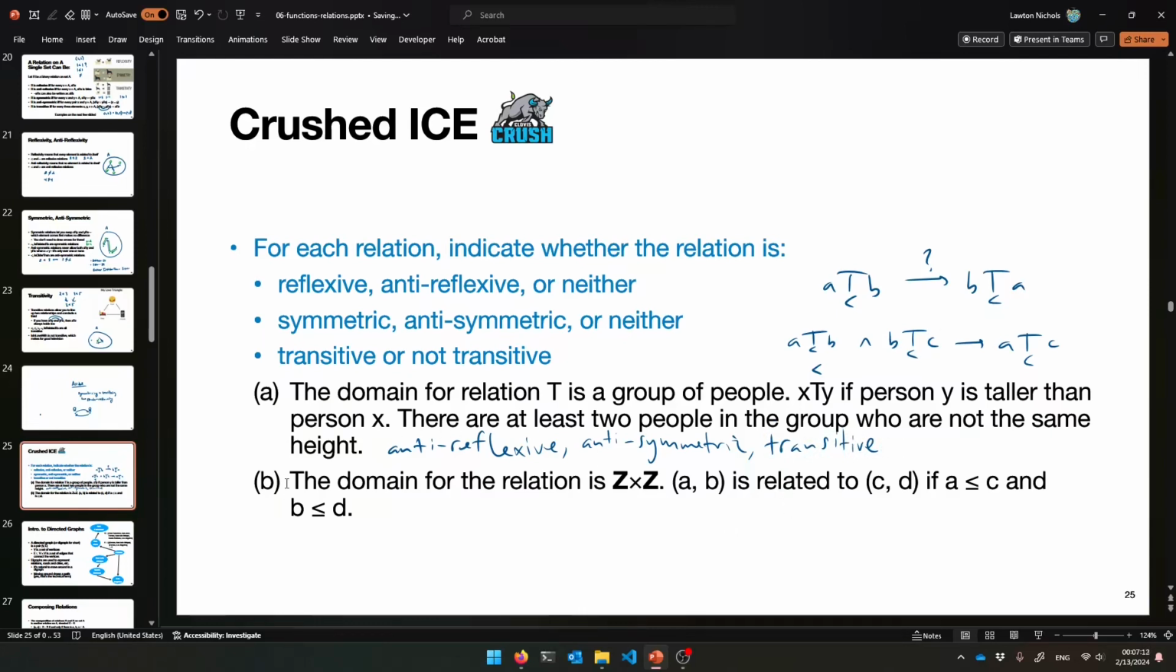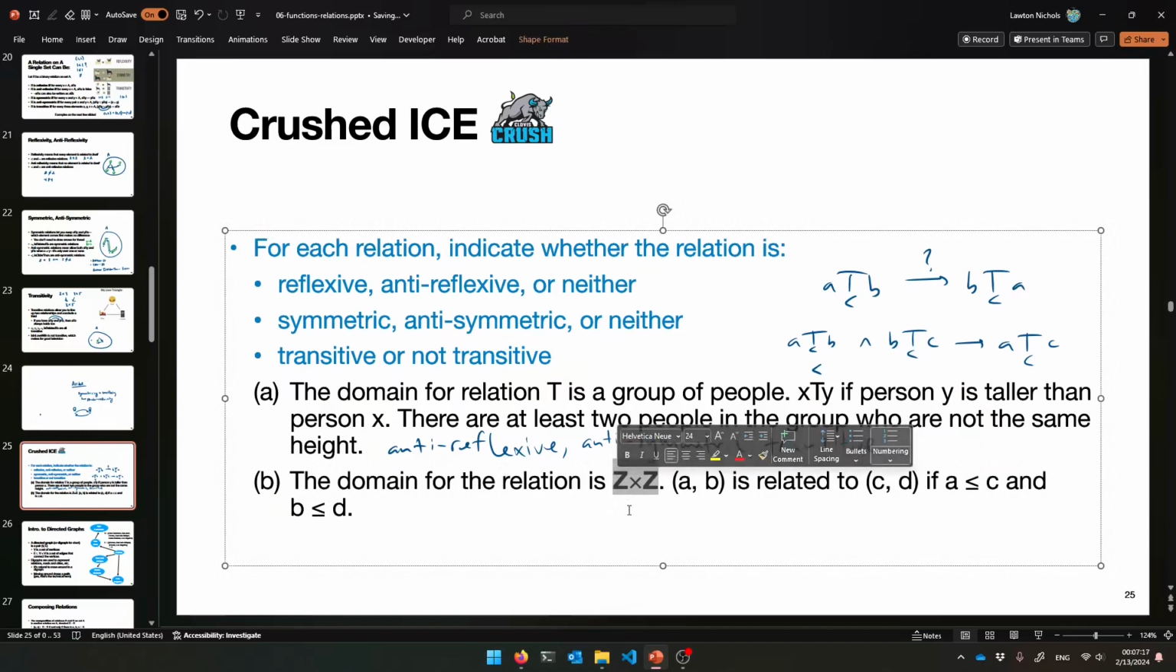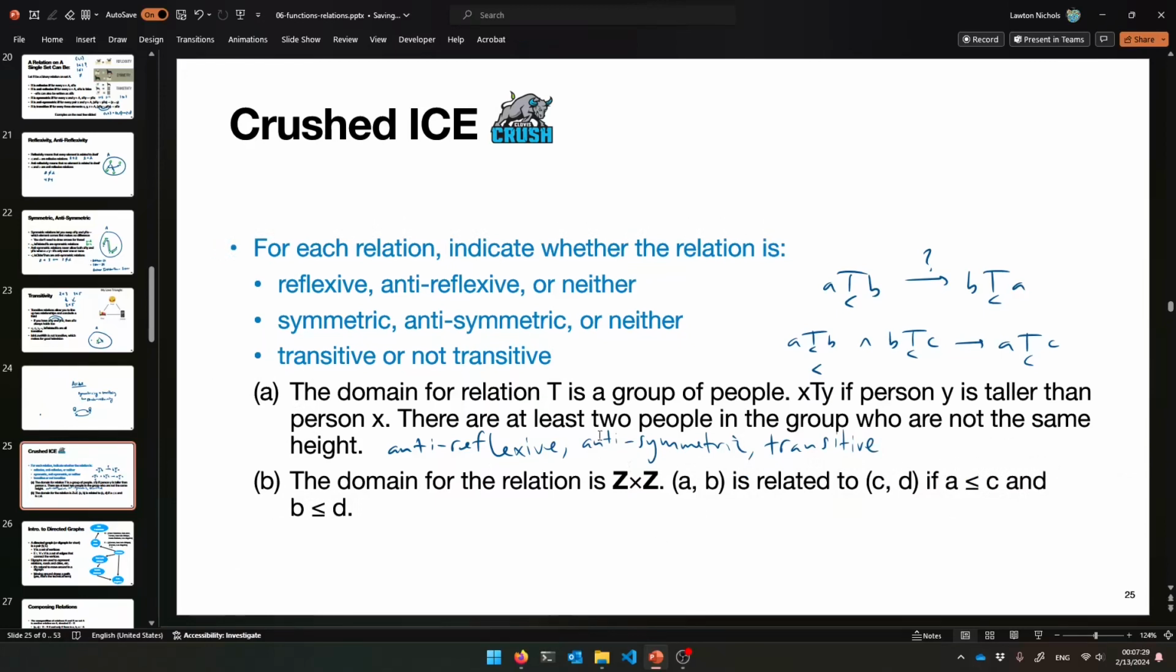Here's a more mathematical example. This relationship is on integers, whole numbers, which could be positive, negative, or zero. We say that (A, B) is related to (C, D) if A is less than C and B is less than D. So what are some examples of things that are related under this relationship? Is it true that it's a reflexive relationship? Let's write it out.